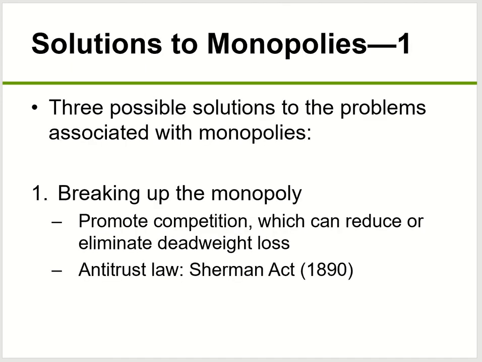All right, so there are some solutions for this problem. First, we can try to break up the monopolies. To break up the monopolies, there is something called antitrust law. Antitrust law is what our government uses to break up companies. When a company becomes too big, getting closer to a monopoly, we use antitrust law to break them up. The last time we used it was in the 1970s.